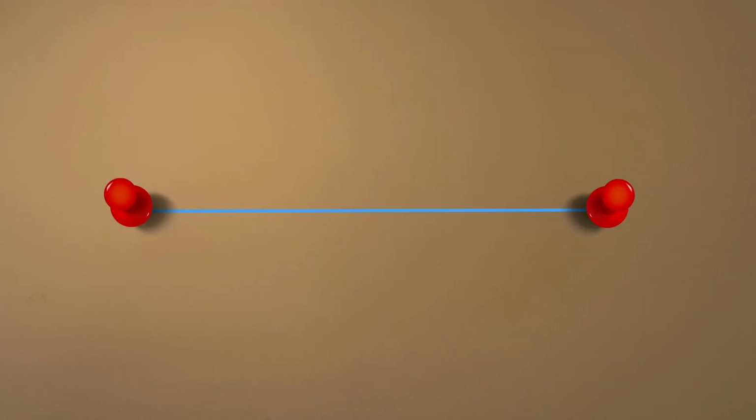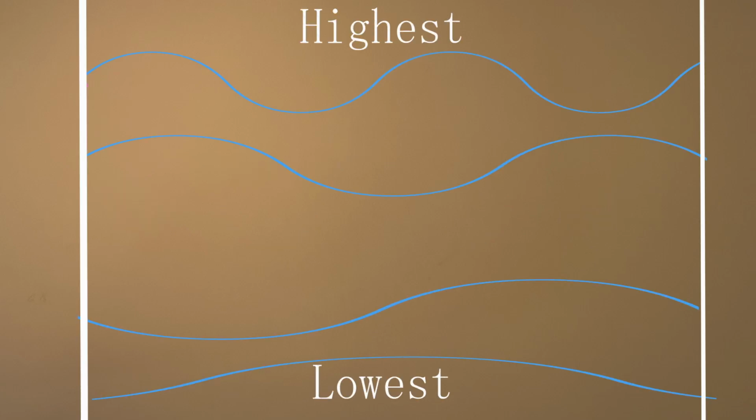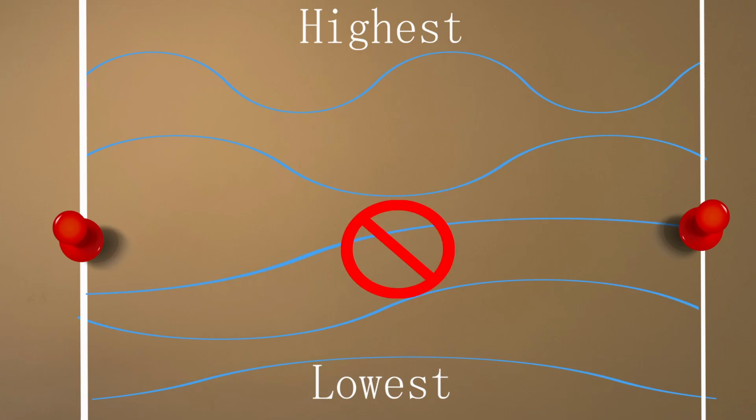Let's look at this piece of string bound at both ends with waves on it. The energy of a wave is directly proportional to the distance from one wave to the other. The lower the distance, the higher the energy. These are all the possible energies we can have with our wave on our string. Notice how you can't have any energy in between, since those waves would not fit on the string.